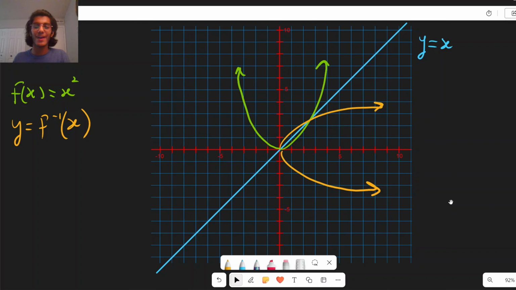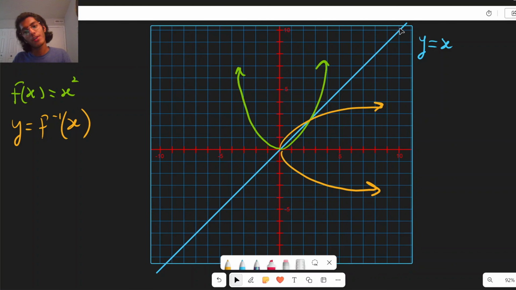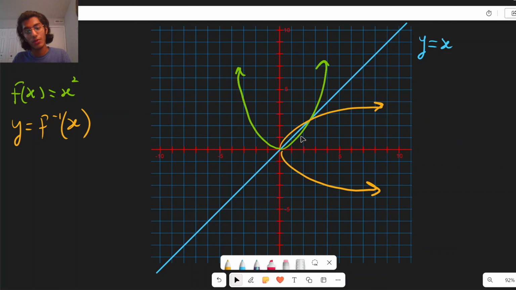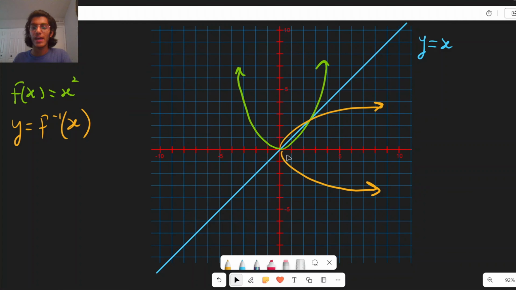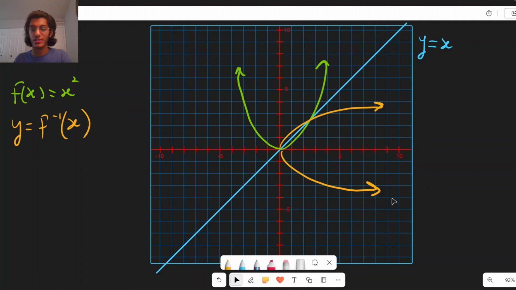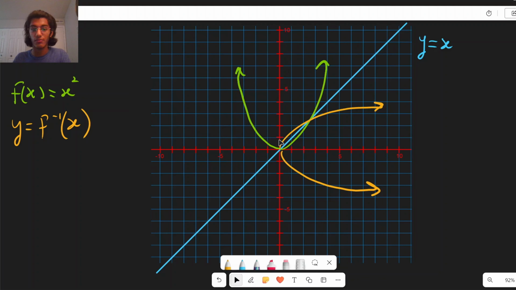So as you can see, if you were to think about the original f of x equals x squared, which is green, if you were to reflect it over y equals x, then it would come out looking like this. So it's not quite like a 90-degree rotation or anything, which you might think of, because this is going upwards while this is going to the right, but it's more of a reflection more accurately.